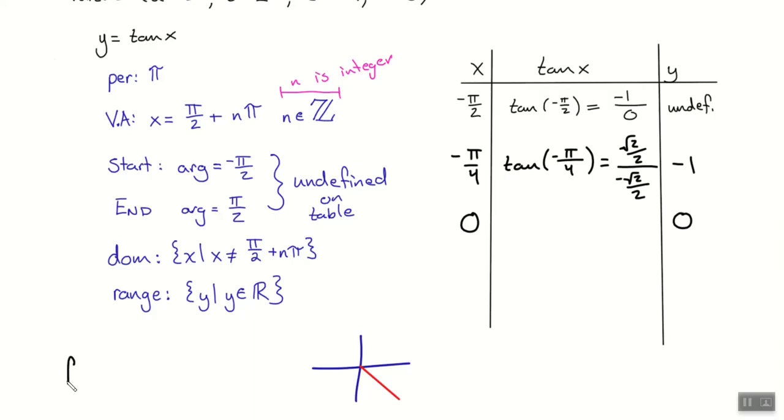Tangent is odd, which means if I were to do f of -x, it is the same thing as the opposite of whatever f of x is. That's what it means to be odd. What's the next value that I'm going to put here? I'm sure of it.